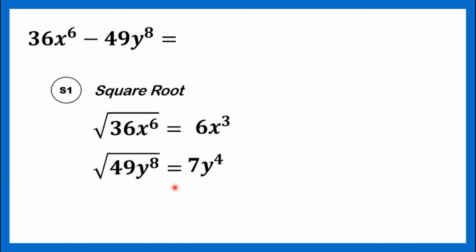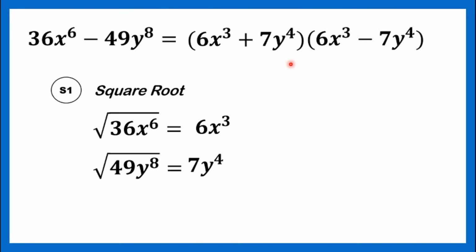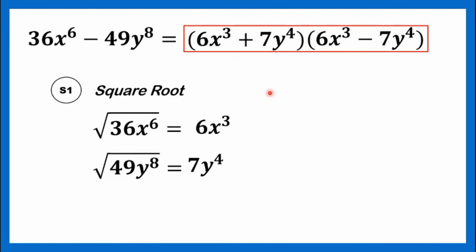Very simple sa final answer, dalawang parentheses, ang una naka-plus, ang pangalawa naka-minus. Or kung gusto mong unahin ang minus followed by plus, that's fine. Hindi lang pwede ang parehong plus, parehong minus. Take note of that. So, ipag-plus lang natin to. 6x cubed plus 7y raised to 4 multiplied by 6x cubed minus 7y raised to 4. And that would be the final answer. Ganun lang. Next, let's have number 2.